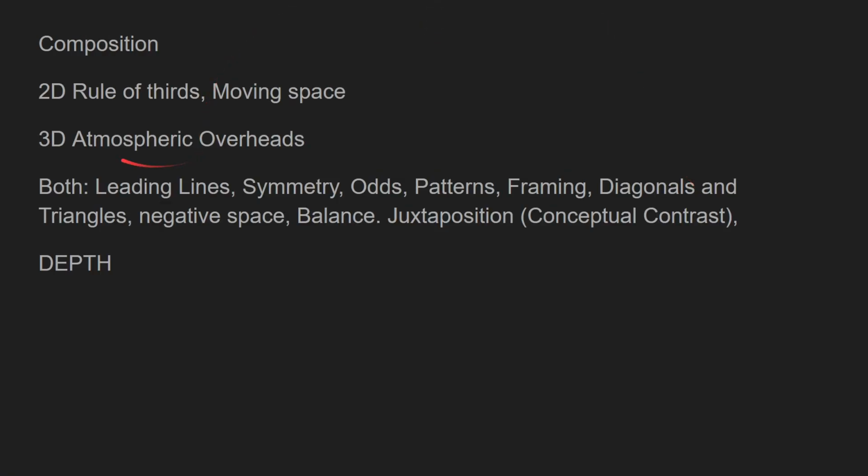Then next, 3D. This is basically the only thing I could actually come up with that's only for 3D. Obviously all of these are a little bit different in 3D than whenever you're taking a picture, but they're very similar, and I would put them as both. But this one would be atmospheric overheads. This is only for cinematography and actual 3D things that you're going to be walking around in. And then also next, I'll talk about depth first. And then we'll talk about leading lines and atmospheric overheads.